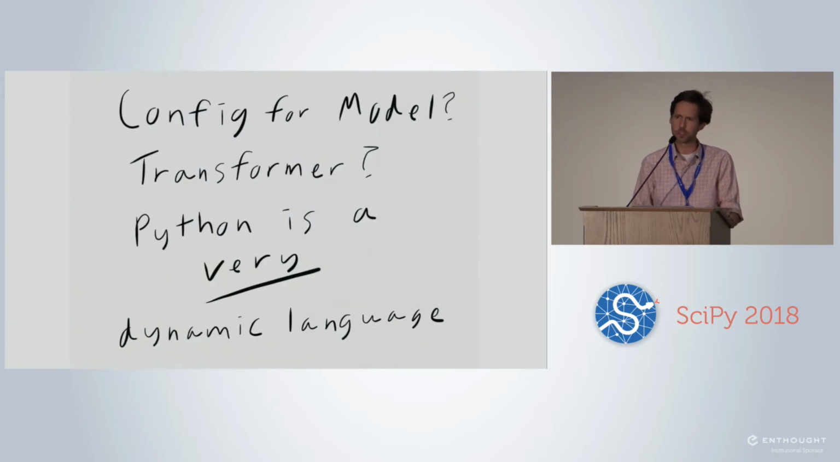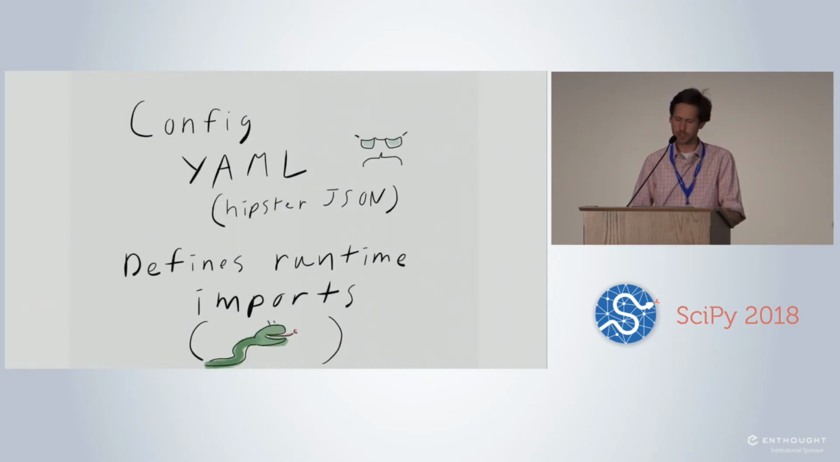What we want to do is define some config that will allow us to take in an arbitrary scikit-learn transformer so that we can try them all. We can do this fairly easily because, as you're probably aware, Python's a dynamic language, but it's a really dynamic language. Our config is going to be in YAML. If you don't know what YAML is, it's kind of like hipster JSON. And we're going to look at some code which defines some runtime imports.